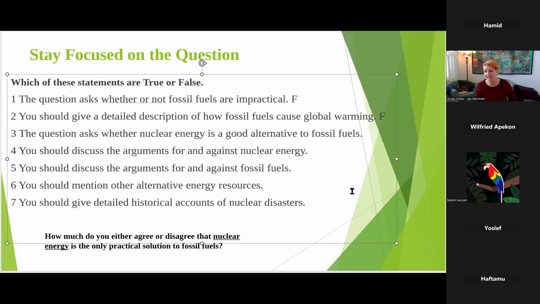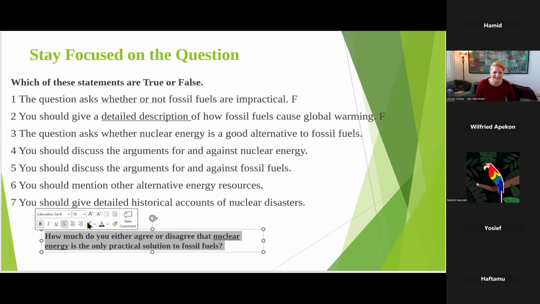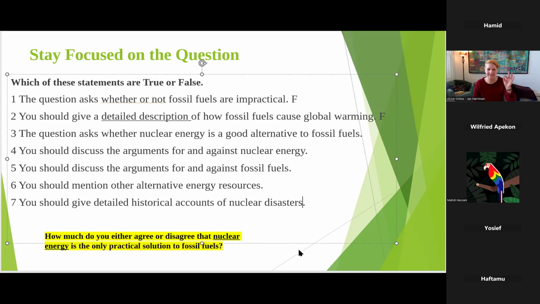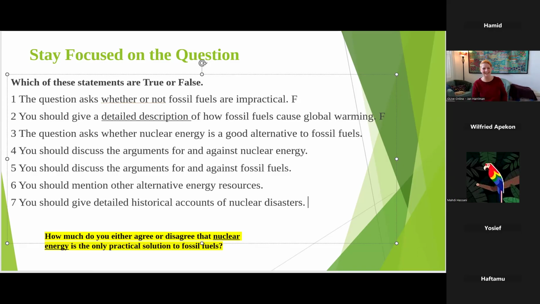Remember, should you give a detailed description of how fossil fuels cause global warming? No. You will not be answering this question because that doesn't answer this question. And what we need to do is answer this question. So this is why this slide is called Stay Focused on the Question. All right.